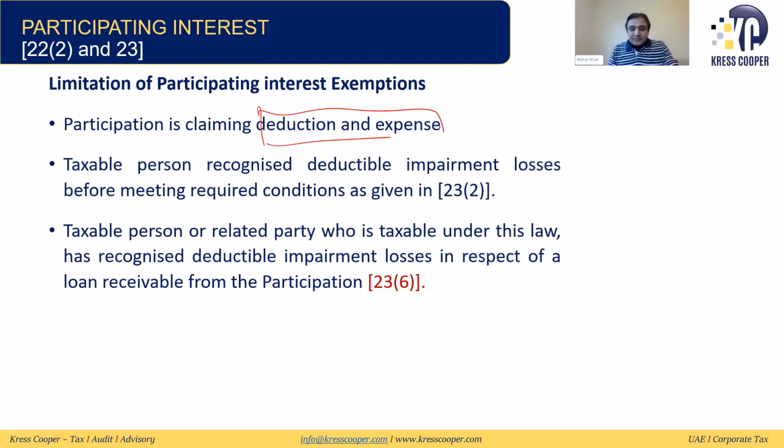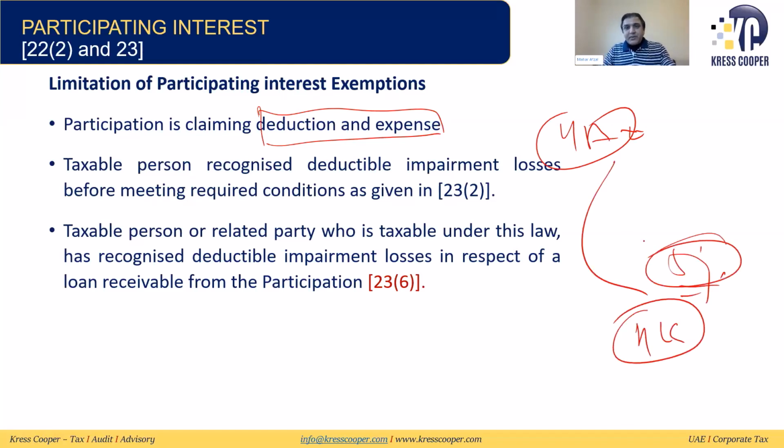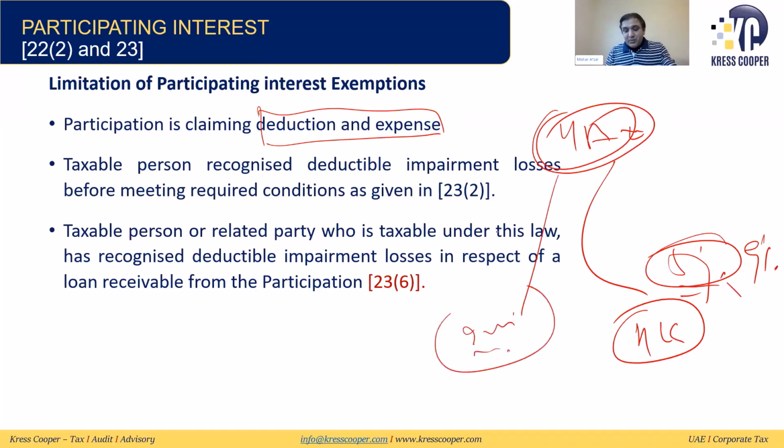Suppose this UAE company has an investment in a UK company, at least 5% for an uninterrupted period of 12 months, and this UK income is subject to tax at 9%, it will be exempt. But if this UAE company is claiming any expenses, like investment expenses, the impairment loss, exchange gain and loss, then they will not be eligible to claim the exemption on the income. It is an apple to apple comparison: if they are claiming the expenses, they will be liable to pay tax on the income as well. If they're not claiming the expenses, they will not be liable to pay because it has been given an exemption on the income as well.